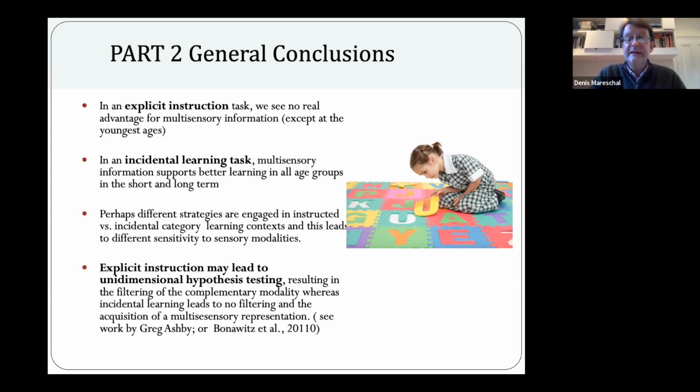Whereas in the incidental learning, there's no filtering out with a kind of selective attention. They're just absorbing, or learning from both visual and auditory information. So this is similar to what Bonawitz and several other people have pointed out, that by directing instruction, you may actually be restricting the types of hypotheses that children will engage in when trying to learn and solve a problem. So this is an example of this happening in a purely sensory domain.